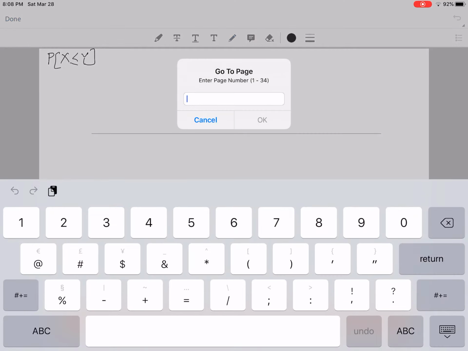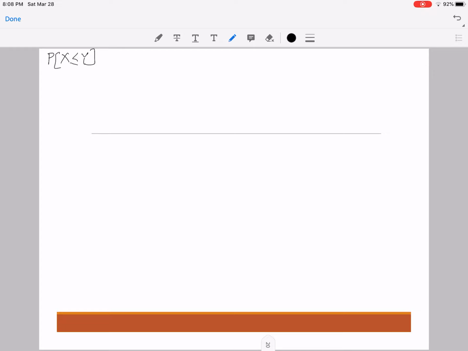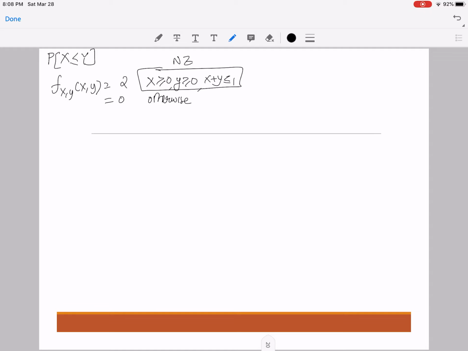I need to find the probability that x is less than or equal to y. f of x,y is equal to 2, the constant that I found in this region of non-zero probability. It's equal to 0 otherwise. So this is the region of non-zero probability. So let's plot the region of non-zero probability first as your very first step.